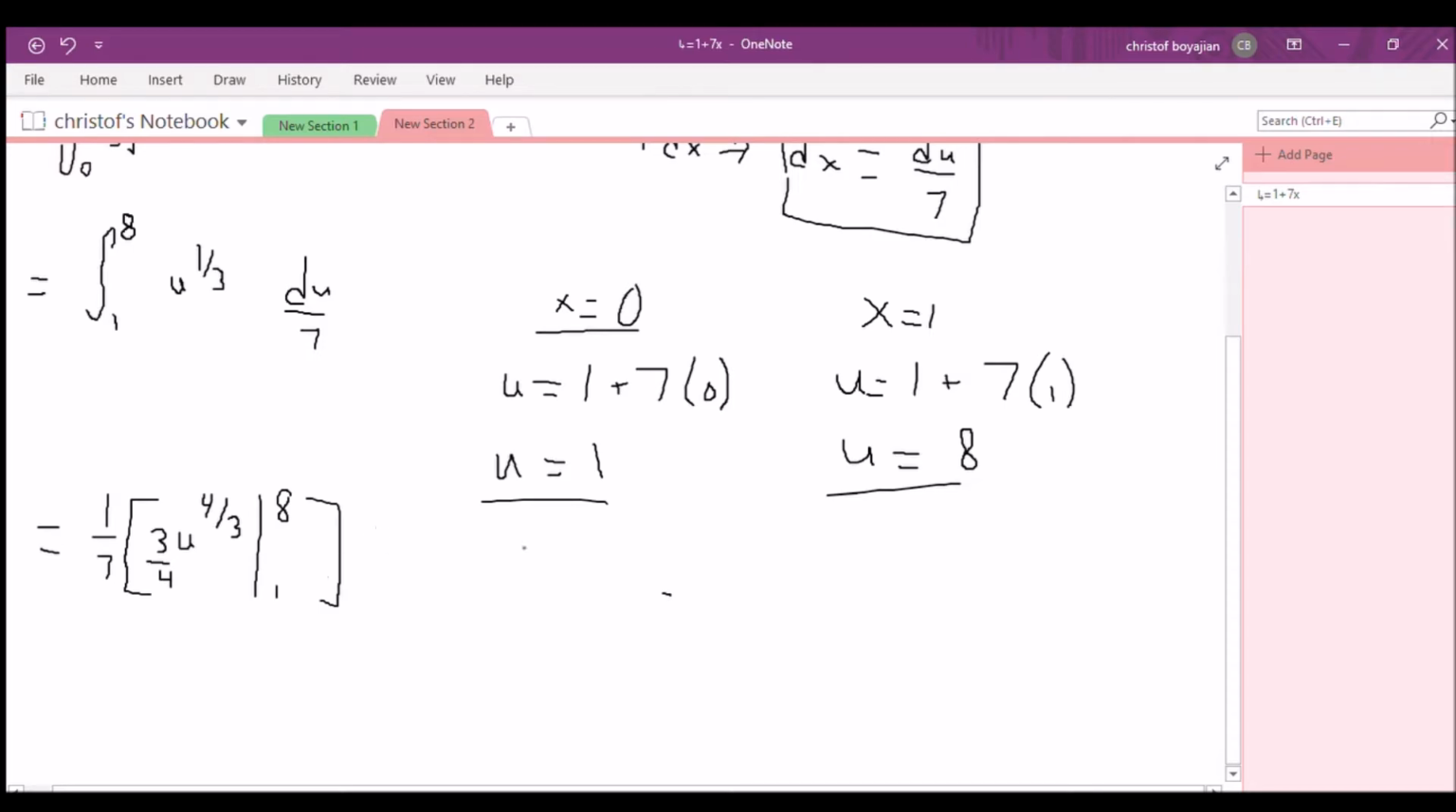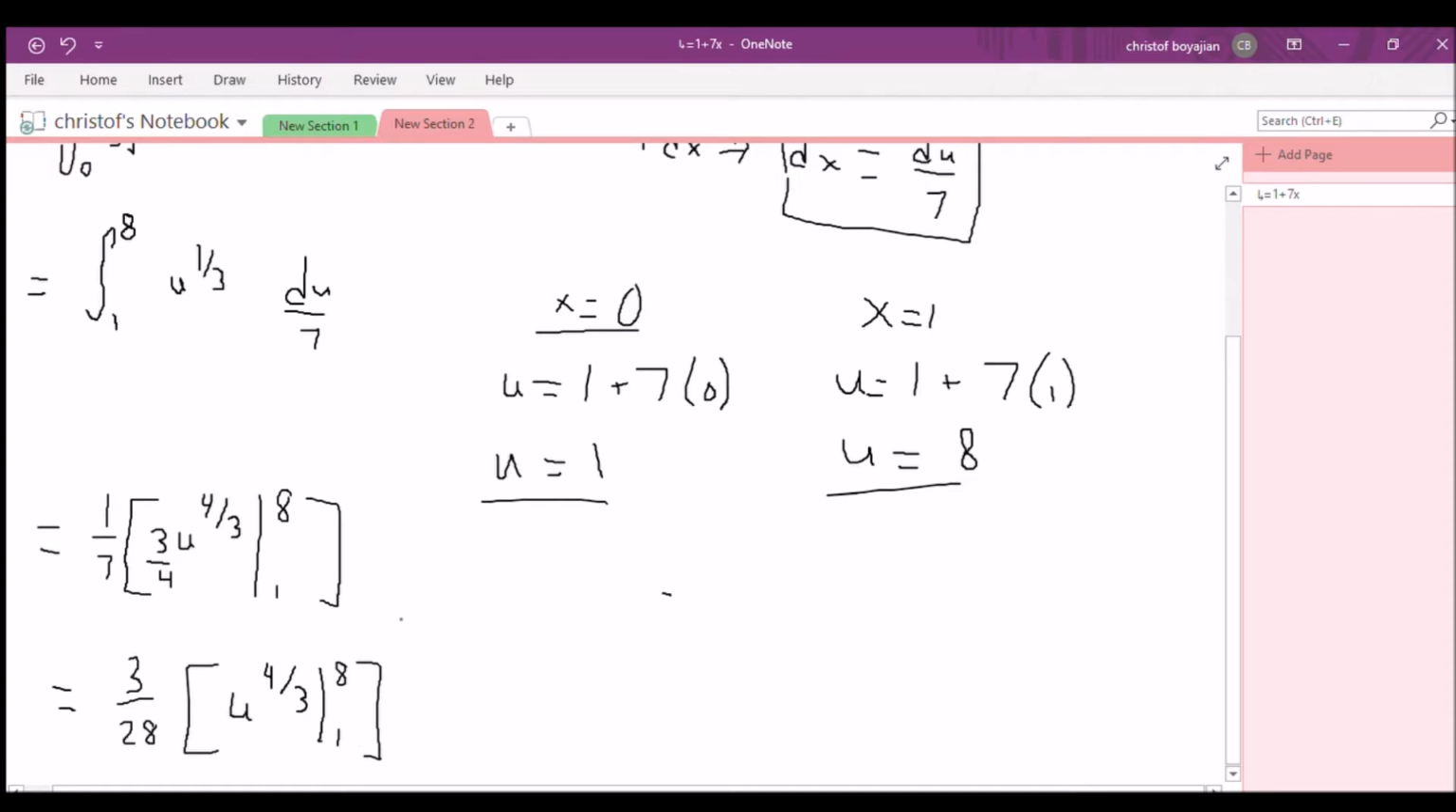All right, let's go ahead and do that. I can also pull out this constant 3/4 here. So if we pull out this constant, we'll multiply this fraction by this fraction. And so we should get 3 over 28 times u to the 4/3, ranging from 1 to 8.